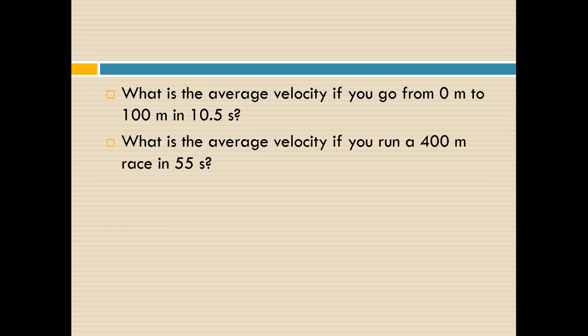Okay, how about this one? What's the average velocity if you run the 400 meters in 55 seconds? 0 meters per second, exactly right. Because what's your displacement? 0. You ended up at the same place you started at. So the average velocity, your velocity over the entire time, turns out to be 0.